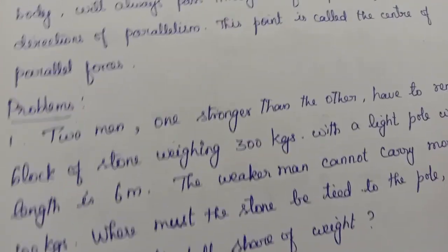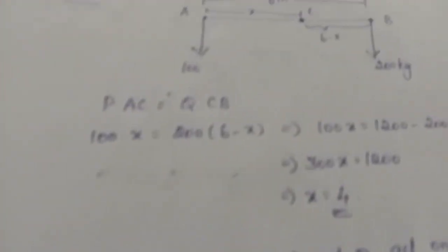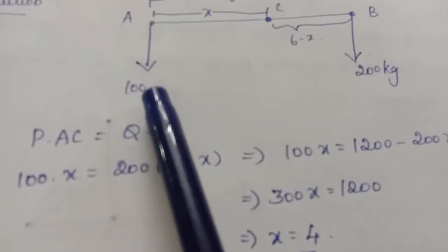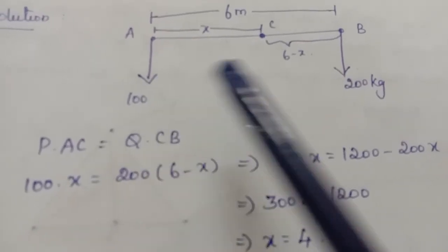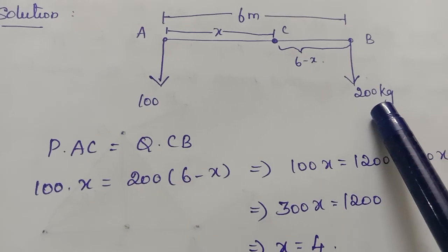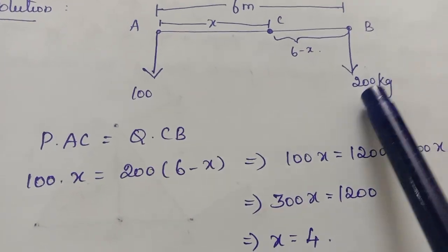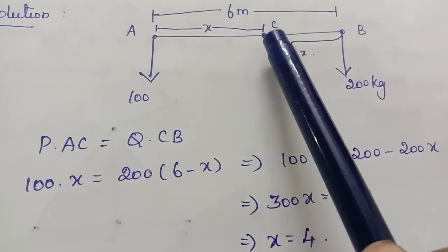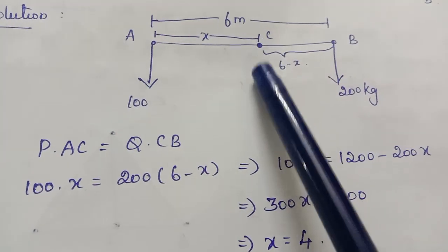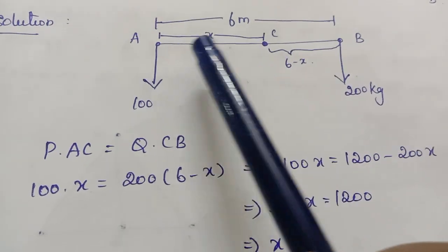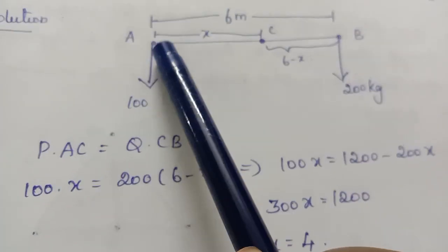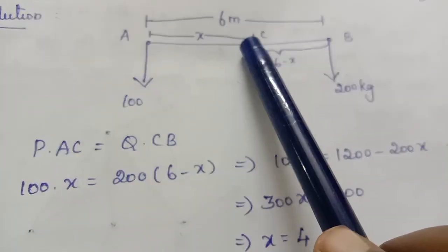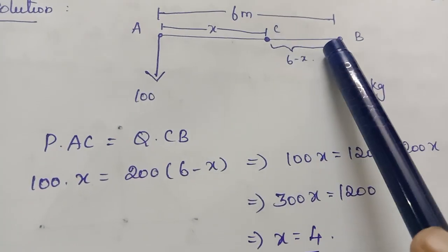100 kg. So at the maximum load, he can support 100 kgs. So let me assume this person A is sharing 100 kg. So what must be the other person's load? 200 kg. So weight I have separated. So I want to find where this C should lie, that is, where should I place the stone? Let this be C, which is at a distance of x meters from the person A. What is the total length of the pole? 6 meters. So if this is of length x, the remaining length will be what?